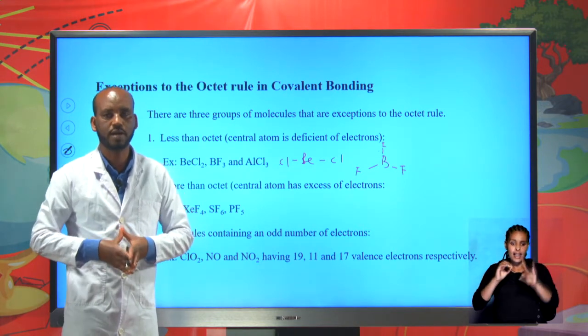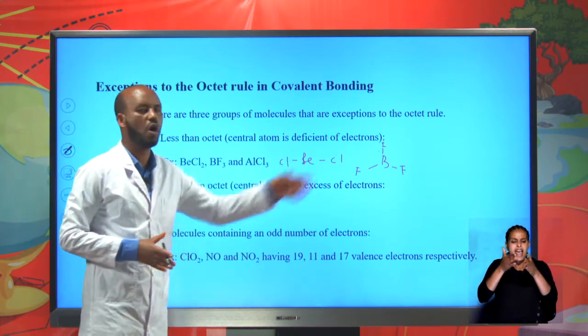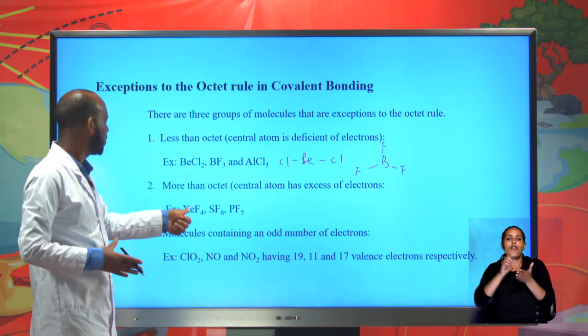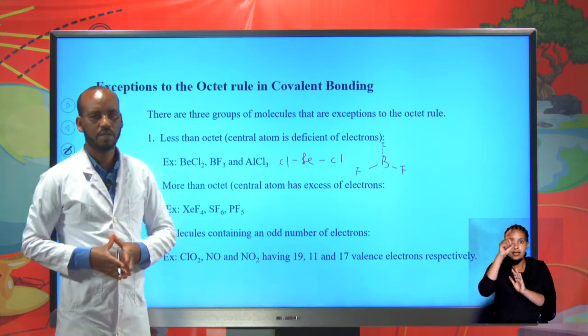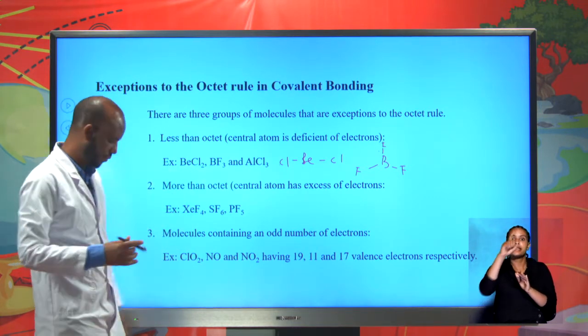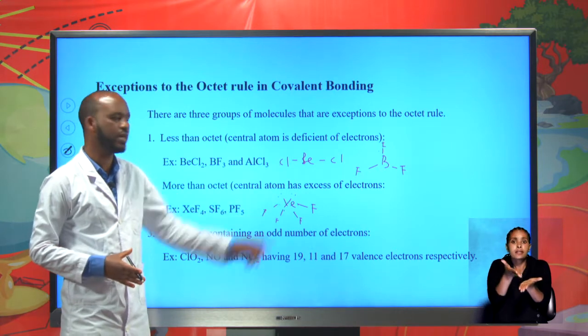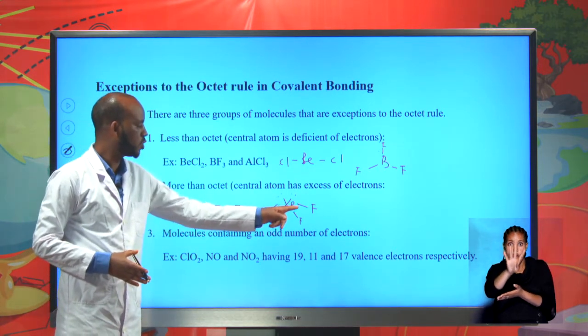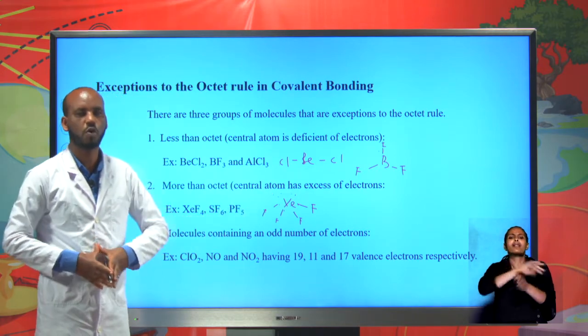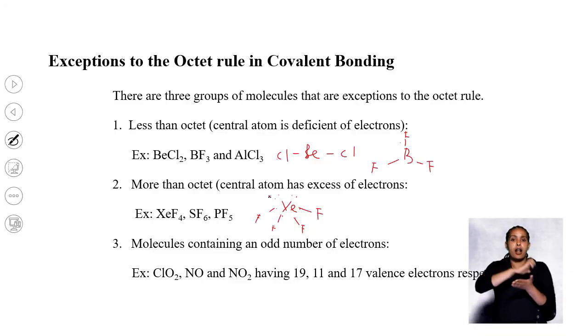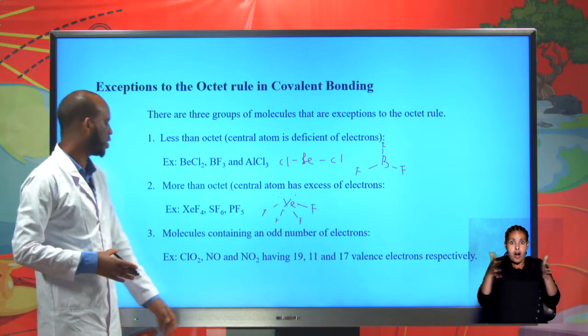Two, more than 8 electrons on the central atom, which we call an expanded octet. For example, xenon tetrafluoride. The valence electron of xenon is 8, bonded with 4 fluorine atoms. How many electrons are there on the central atom? Xenon has 2, 4, 6, 8, 10, 12 electrons, more than 8 electrons on the central atom, which is known as an expanded octet.